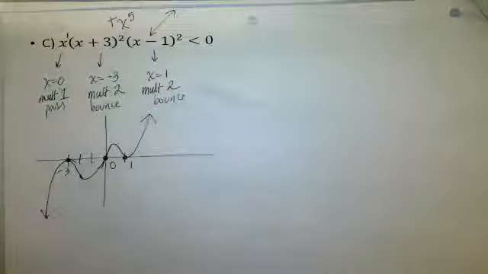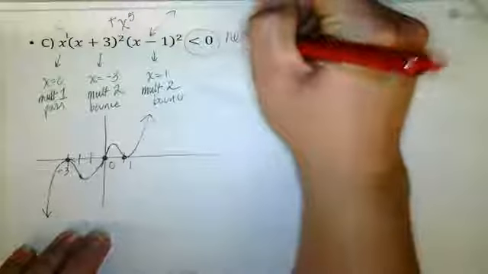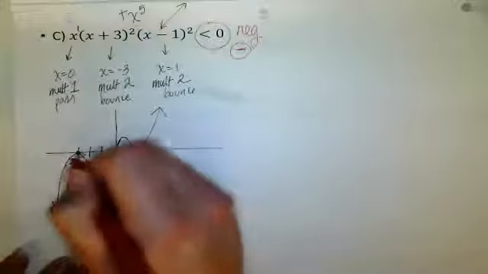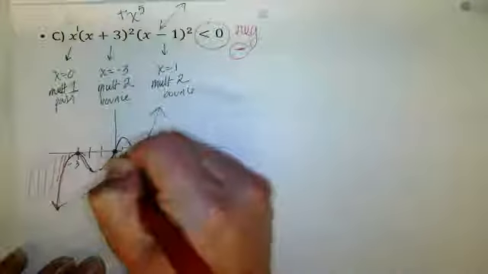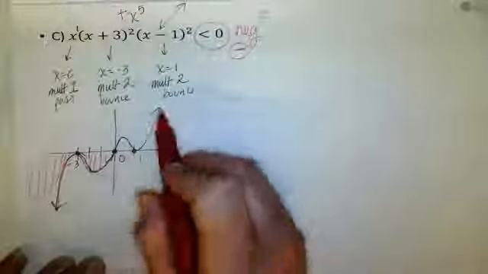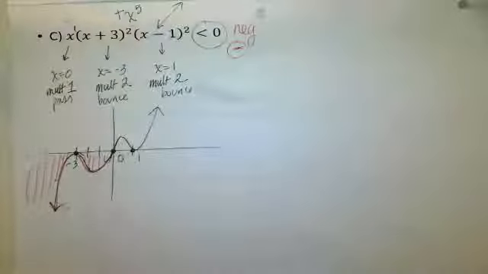Okay, so now that we have a nice little sketch here, what are we trying to figure out? Where it's less than 0, where it's negative, negative outputs. All of these y values are negative outputs. All of these between 3 and 0 are negative outputs as well. Everything over here are positive, above the axis outputs. So this is kind of a tricky one.